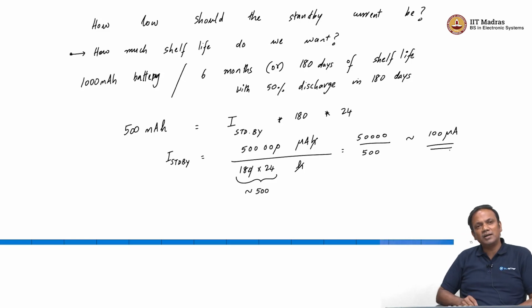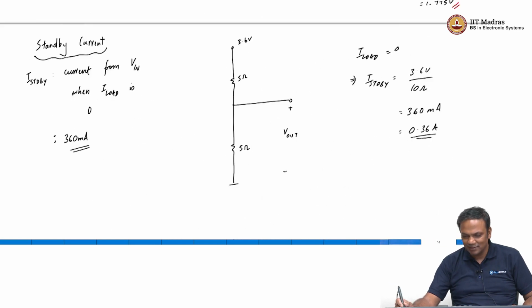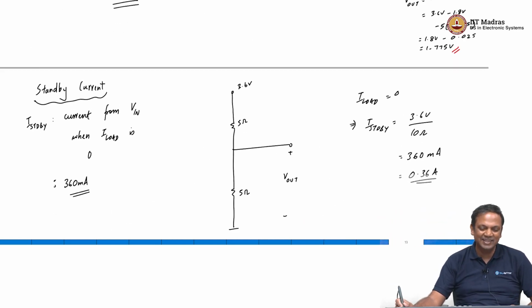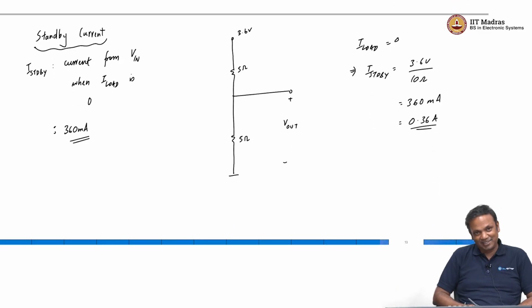So, if you have a 1000 mAh battery and you want 6 months of shelf life, then your standby current should be less than 100 microamp, right. We are currently at a standby current of 360 milliamp. So, what 360 milliamp standby current essentially says is that you turn your device off, 2 hours later, 3 hours later, maybe the battery will be fully discharged.